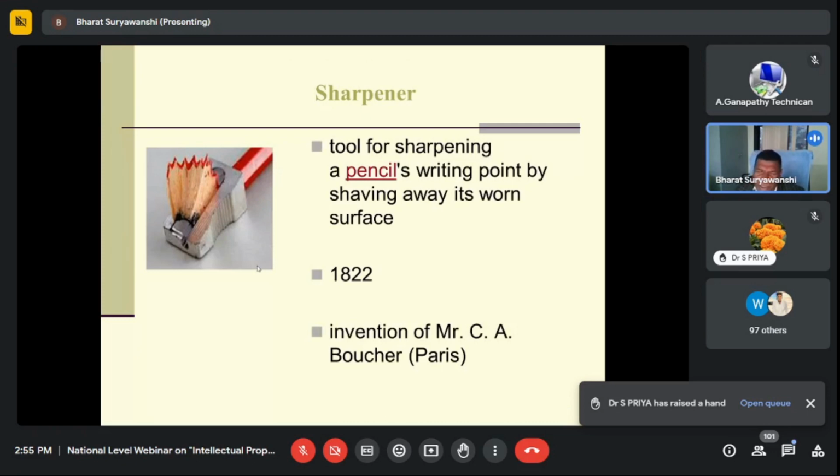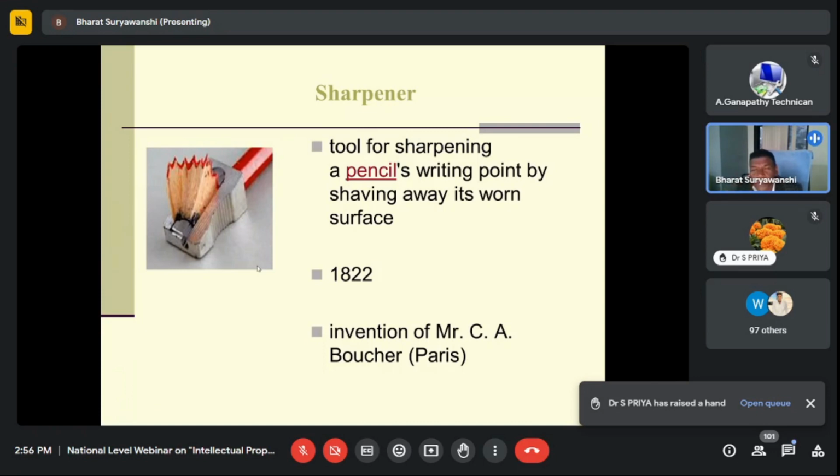Simple example, sharpener. Earlier there was no sharpener when I was a student in my native place, when I was studying in first standard. Now our children since LKG are using a sharpener. It's a technology brought by somebody. So the first time if you bring any technology, a process or product, and you get a patent, then you are called an inventor.